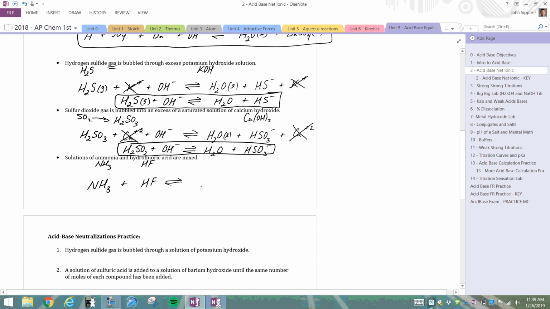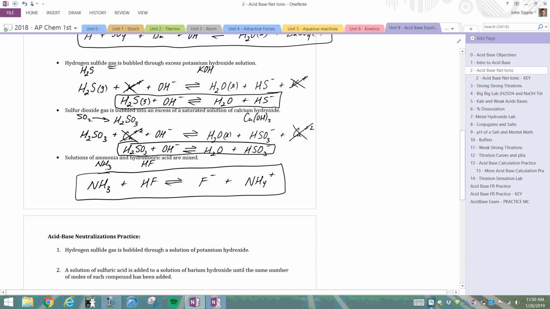All right, and then remember, it's proton donating and proton accepting. The donor is HF, and it turns into F minus. It gave its proton to NH3 to make NH4 plus. All right, so there we go. That's a weak acid, weak base interaction. Notice we didn't make water in that case.